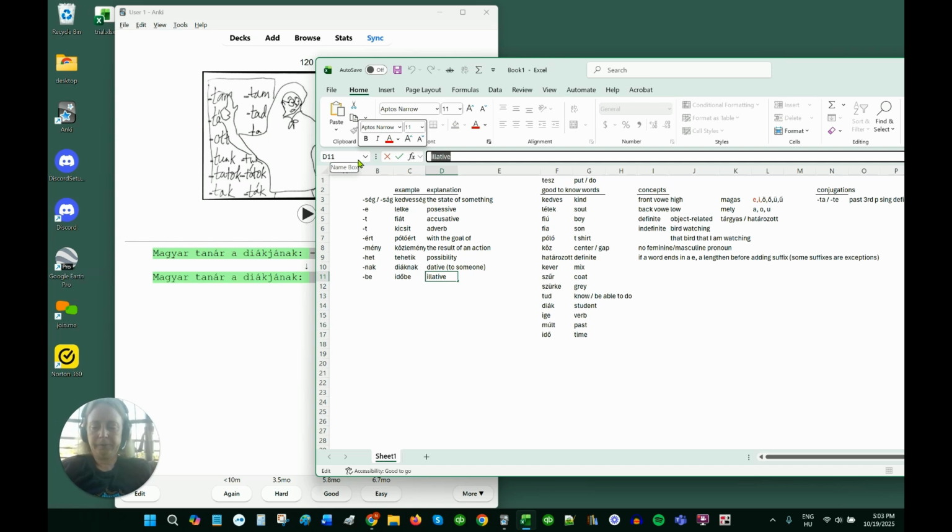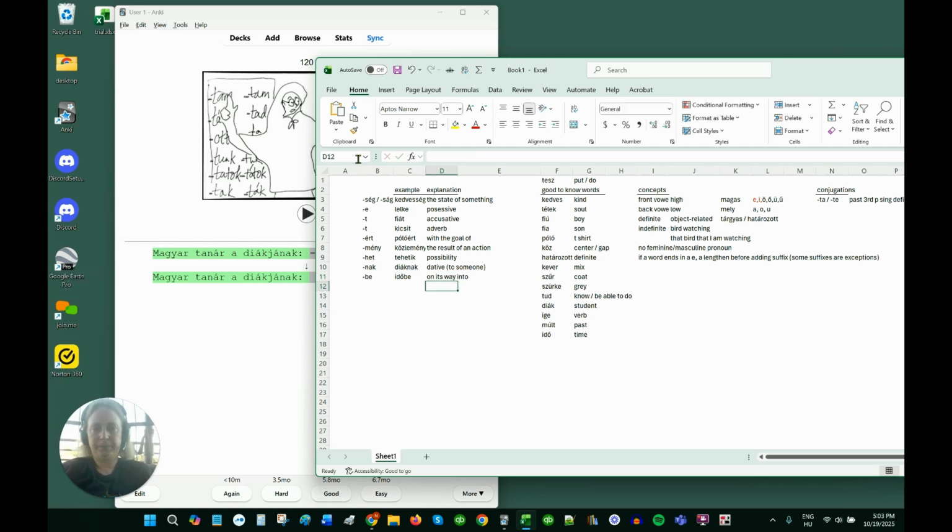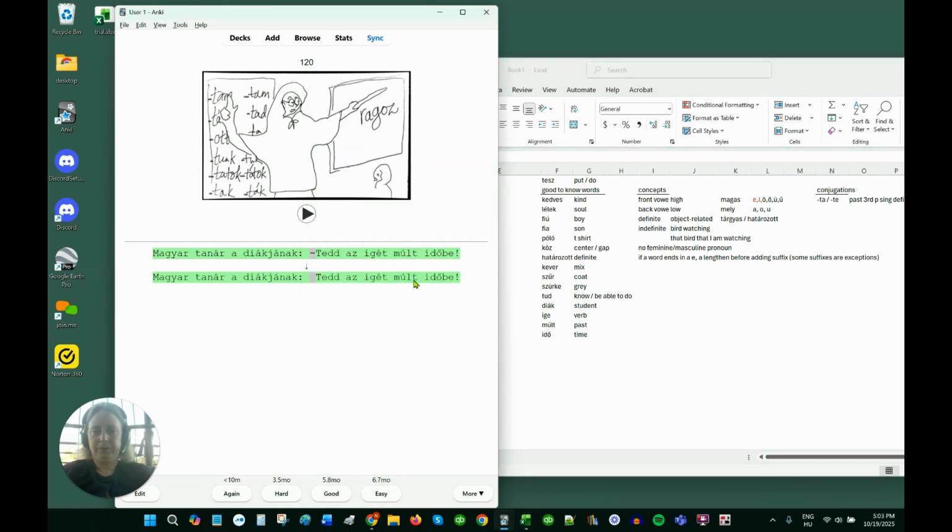So what do we say it meant? It means on its way into it, into something. So it's in the process of entering. So put the verb into the past. It's not already there. You have to be placing it into it. Back to the past.